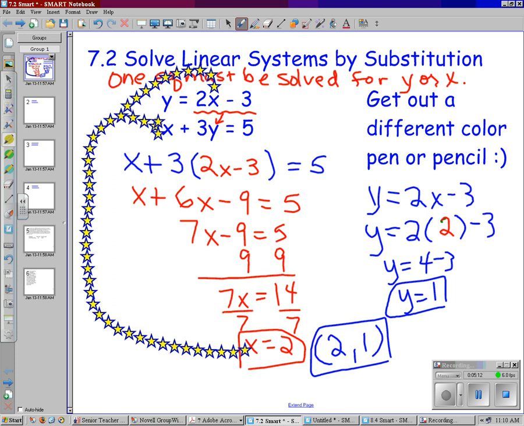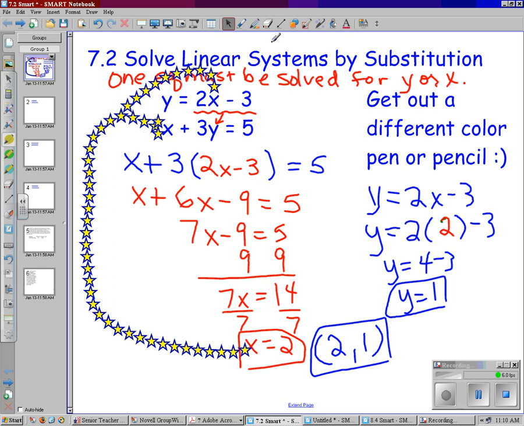Questions there so far? Jordan? So your answer is the point. Yes, remember when we were graphing, we were looking for that place where the two lines intersected by graphing it? Now we're doing it by substitution. So this (2, 1) should work in both equations. Let's check to make sure it does.